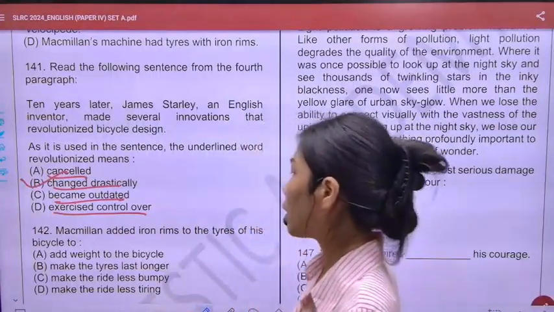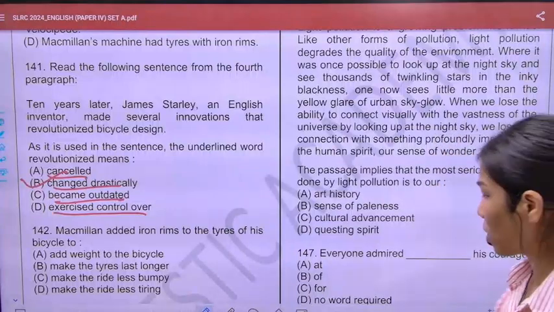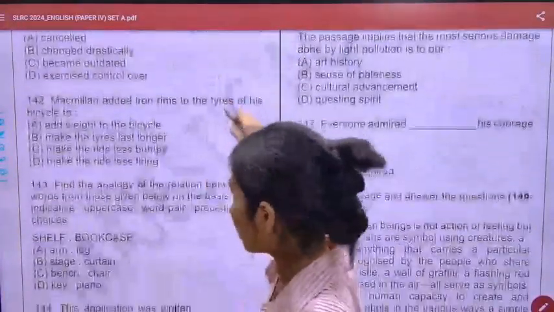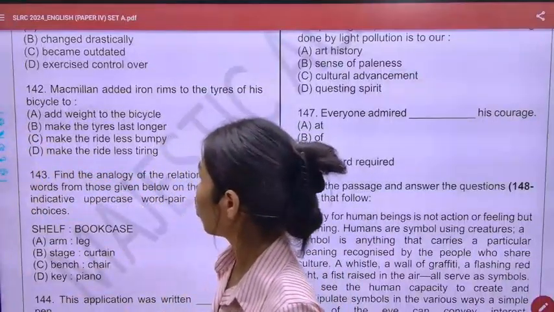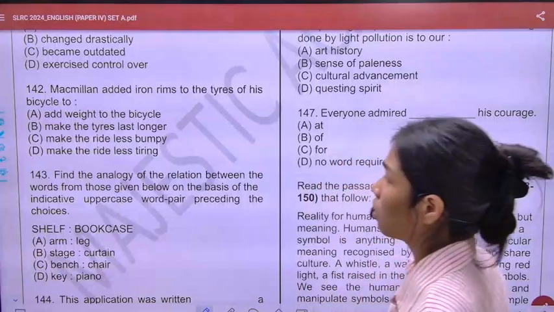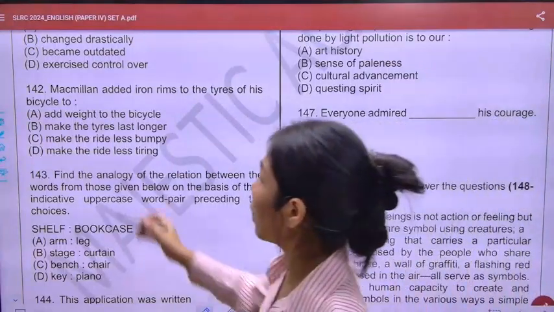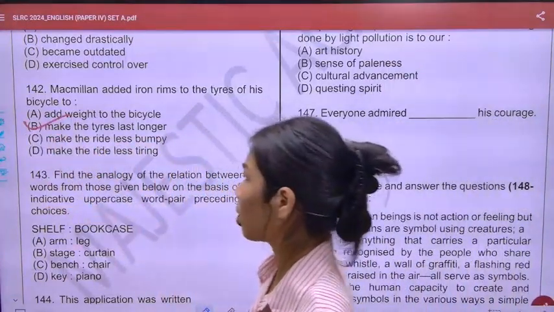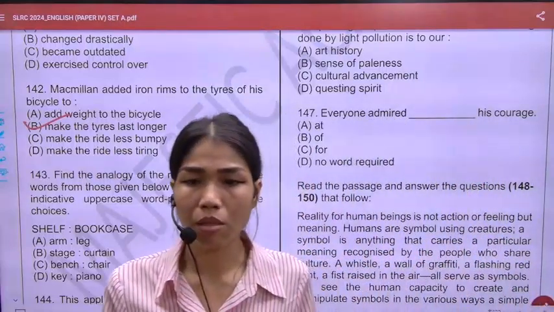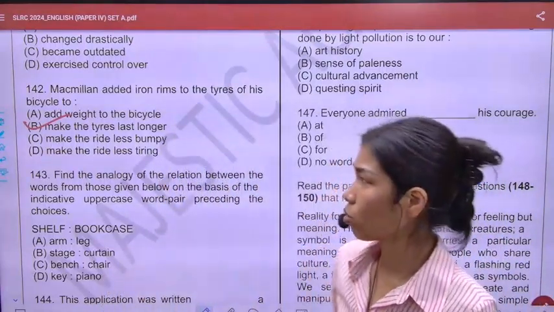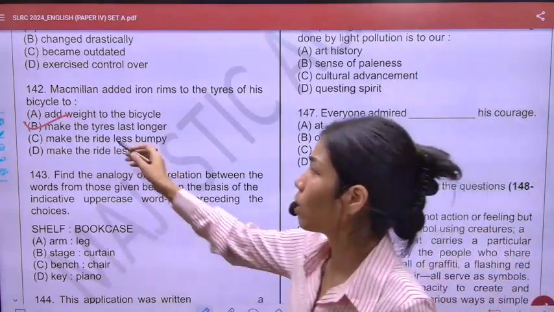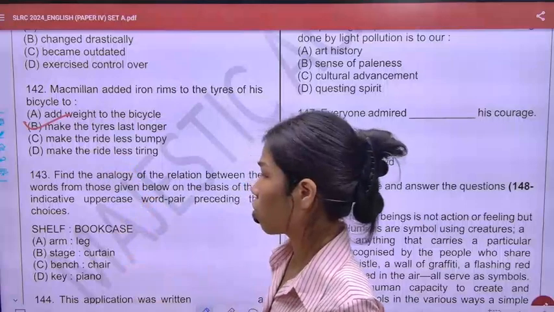Next one, Macmillan added iron rims to the tires of his bicycle. Why did he add them? The answer is given directly in the passage, and it should be option B, to make the tires last longer. So that means he did not want the tires to wear out quickly, that means make the tires last longer. Option B should be the answer.